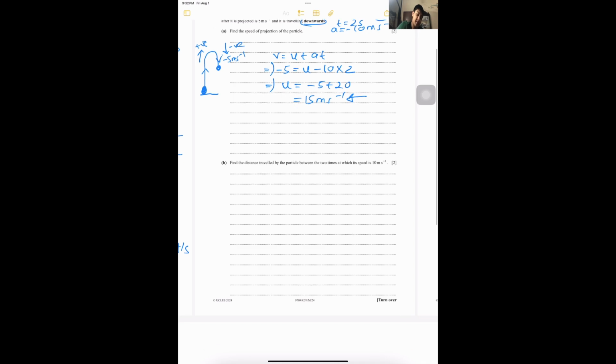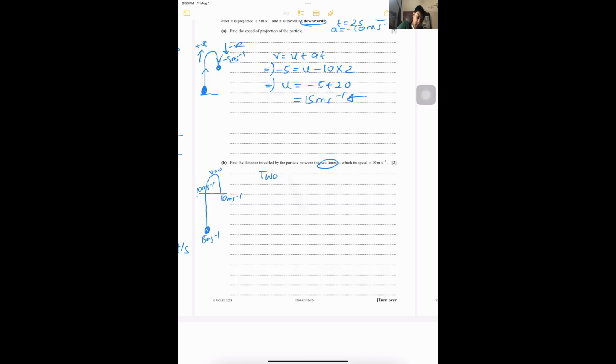Let's move to part 2. Find the distance traveled by the particle between the two times at which its speed is 10 meters per second. Okay, so 2 times. It was initially projected with a speed of 15 meters per second. It will face 2 times, v equal to 0, where this is one time where the speed is this, and one time where the speed here is minus. So one time the speed will be initially 10 meters per second. Second time the speed will be finally 10 meters per second.